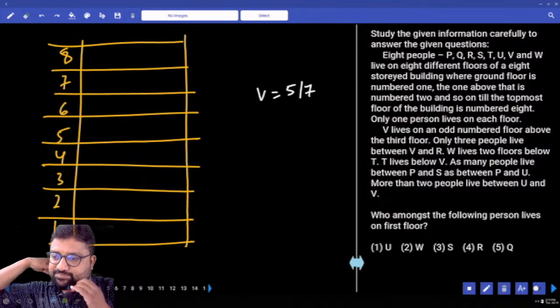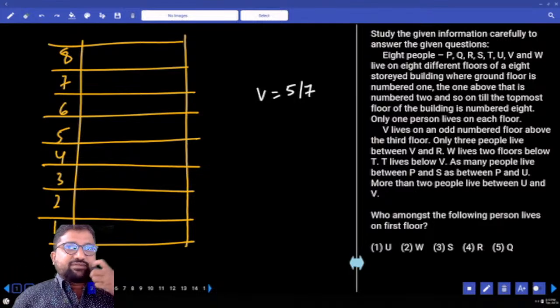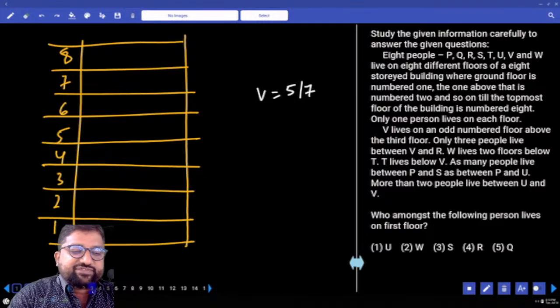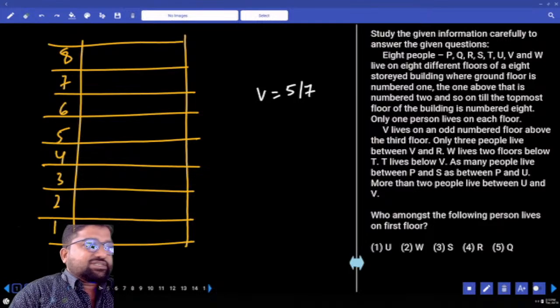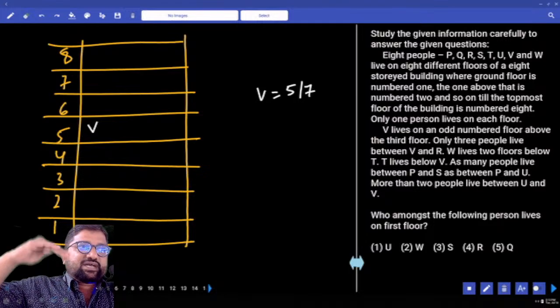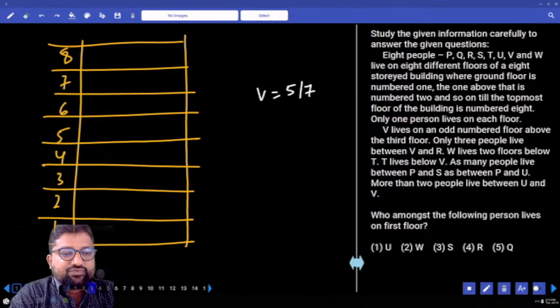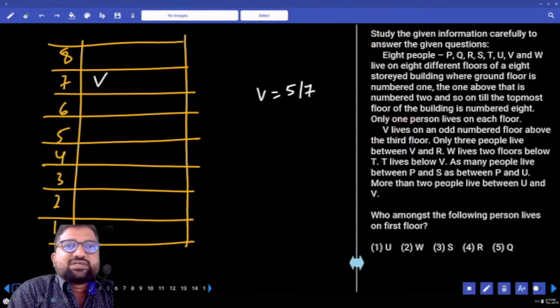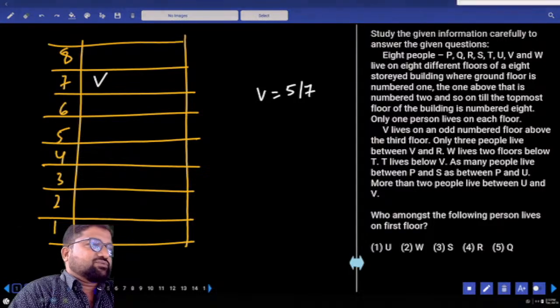Next line. Only 3 people live between V and R. How many people between V and R? 3 people. Now imagine one point here. Even if I go for V on the 5th floor or V on the 7th floor, there is only one possibility. R should be after V. For example, if I go for V here, how many people between V and R? 3 people. Is there a possibility that I can go for R above V? It should be below V, and it is very clear. If V is on the 7th floor, R has to be after V, down. Understood?